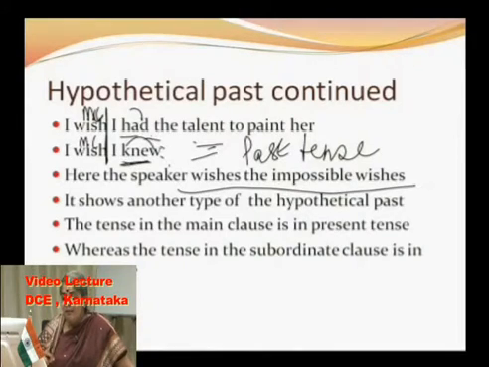There is another major difference. The tense in the main clause is in the present tense. I wish, it didn't come as wished. Which tense is it? It is in the present tense. Whereas the tense in the subordinate clause is in the past tense. I wish I had. I wish I knew. What is the subordinate clause tense? It is past tense. Now what does it indicate? It shows that in past tense too, there is no absolute correspondence between tense and time.